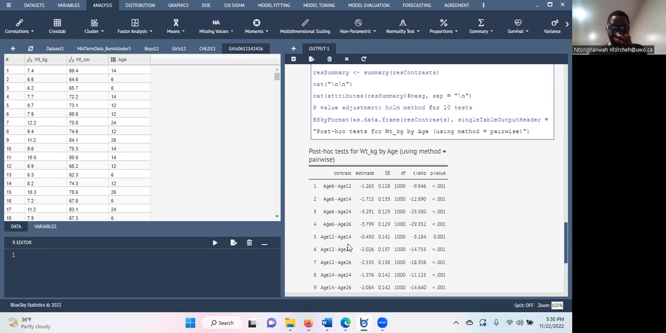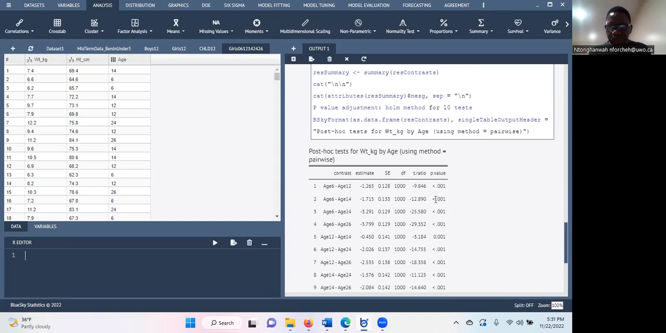The contrasts are now shown here. Even though we didn't ask for it, this shows the contrast of each age minus the other one. So 6 minus 12, 6 minus 14, 6 minus 24, 6 minus 26. These are all the differences or contrasts. Each of them has its own standard error. The degrees of freedom will be n minus 2. Is it n minus 2 or n minus 3? It should be n minus 5.